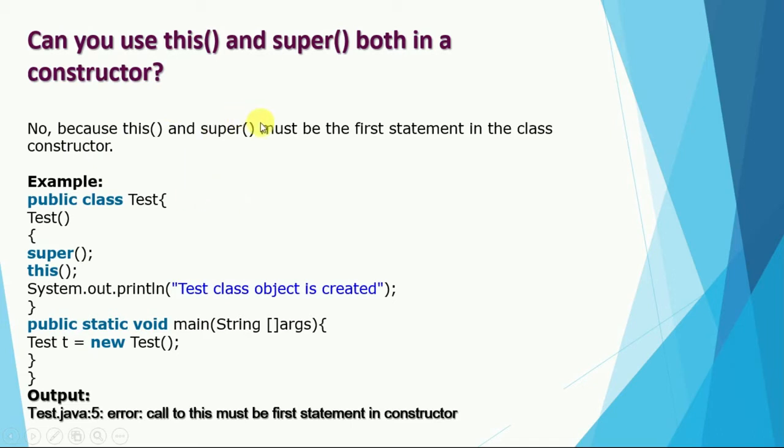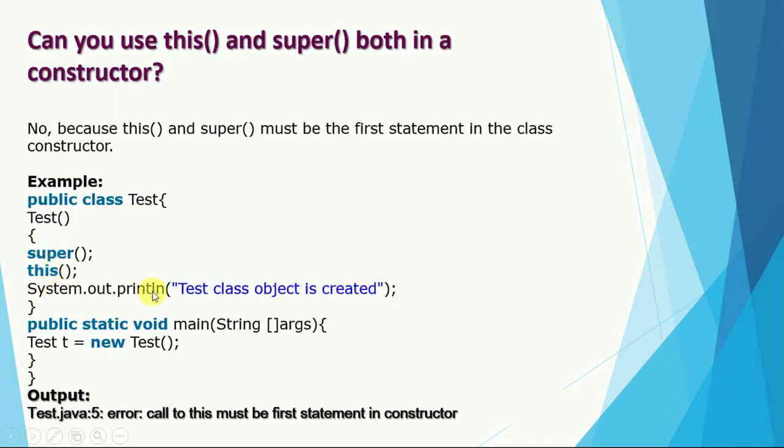So we can't use both this and super in our class constructor. As we can see in this example, we have a class named Test and we have a constructor Test, and we are trying to use both super and this.